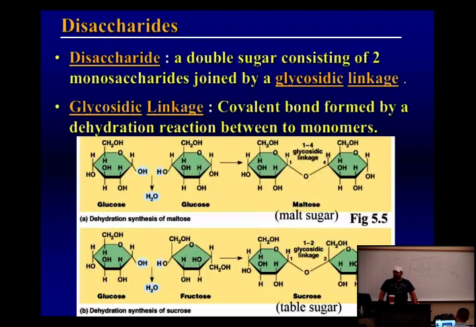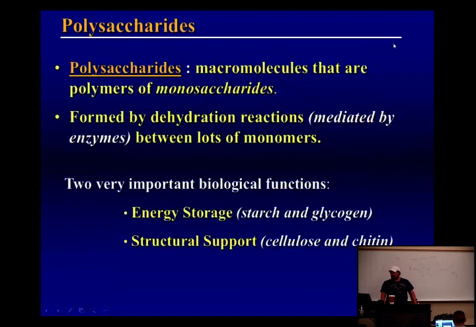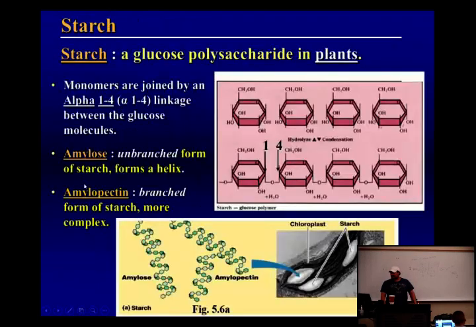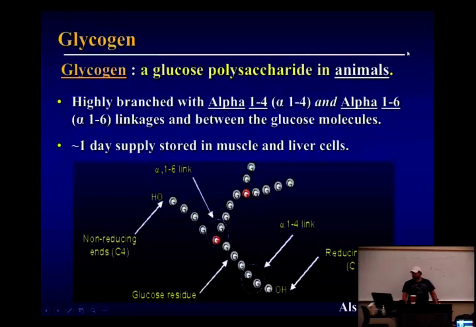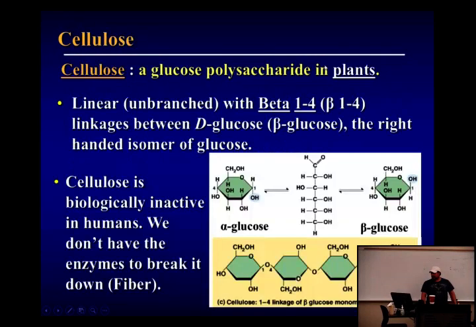Is it straight or branched? Branched. Where's it found? Plants or animals? Animals, right? We store our energy as glycogen. Plants store their energy as amylose or starch or carbohydrates, yes. So that's the sort of stuff that you need to know. And then you can just go through the slides and look at that. Cellulose. What are the bonds in that?